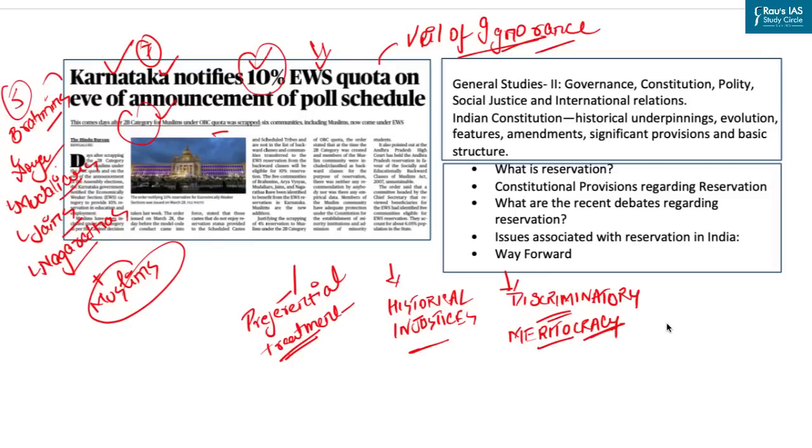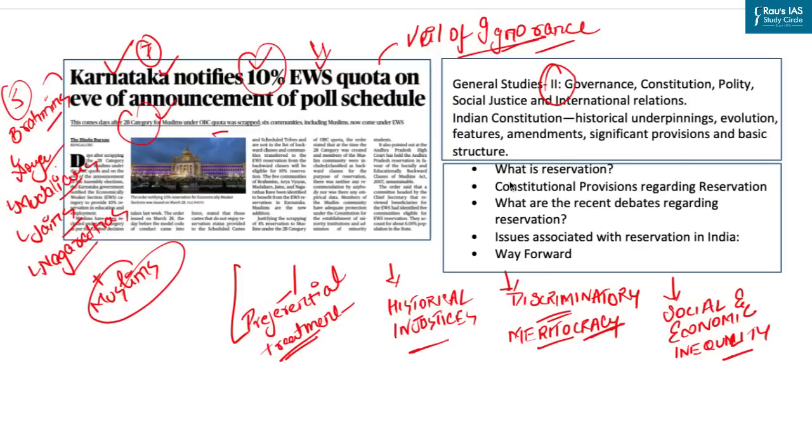Additionally, there are debates around the efficacy of reservation in achieving its intended goals. Some argue that while reservation may provide temporary relief, it does not address the root cause of social and economic inequality. So overall, the debate around reservation is complex and multifaceted, with both supporters and opponents presenting valid arguments. Apart from this, the syllabus of GS Paper 2 clearly expects us to have a clear understanding of this debate.